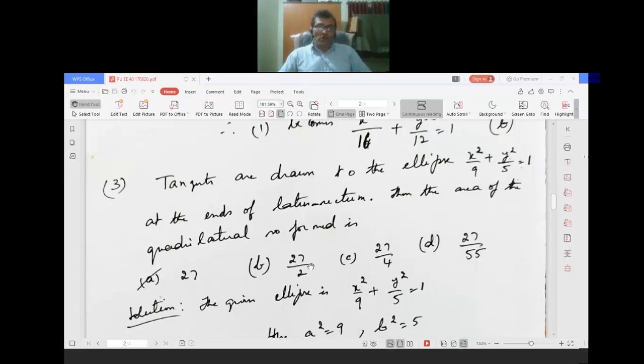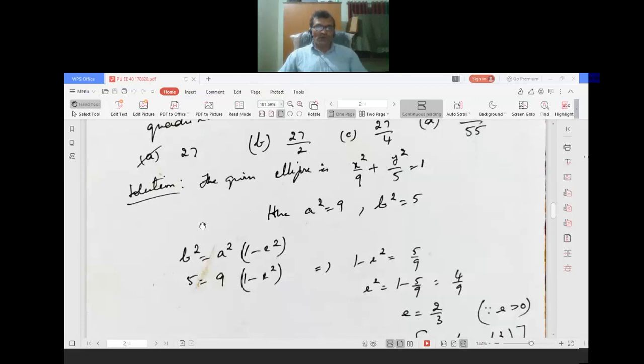Then the area of the quadrilateral so formed, when tangents are drawn to the ellipse at the ends of the latus rectum, is what? Okay, the given ellipse is x squared by 9 plus y squared by 5 equals 1. So a squared is 9 and b squared is 5, comparing with the standard form.